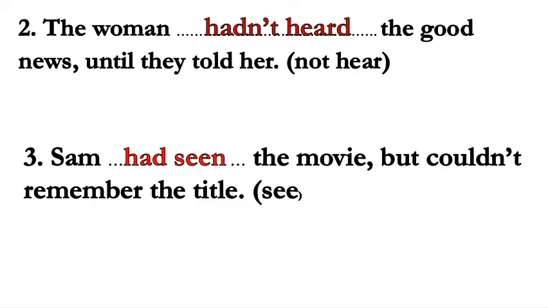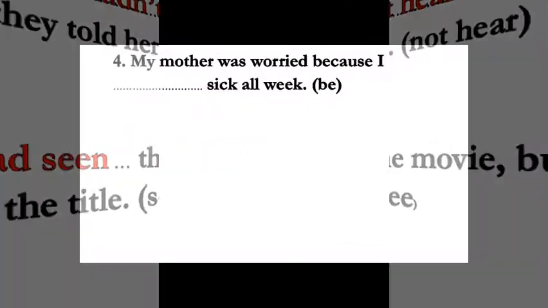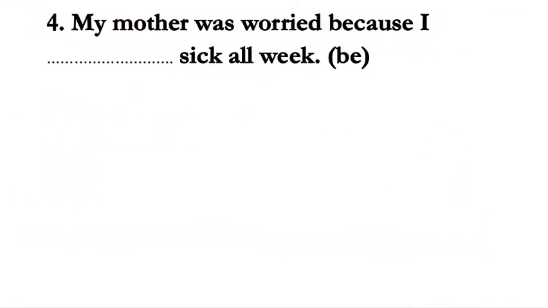Number 3, Sam, the movie but couldn't remember the title. The verb is see. The past perfect form, had seen. Sam had seen the movie but couldn't remember the title. Number 4, my mother was worried because I, sick all week. Be. We should put the verb be in the past perfect form. Yes, had been. My mother was worried because I had been sick all week.